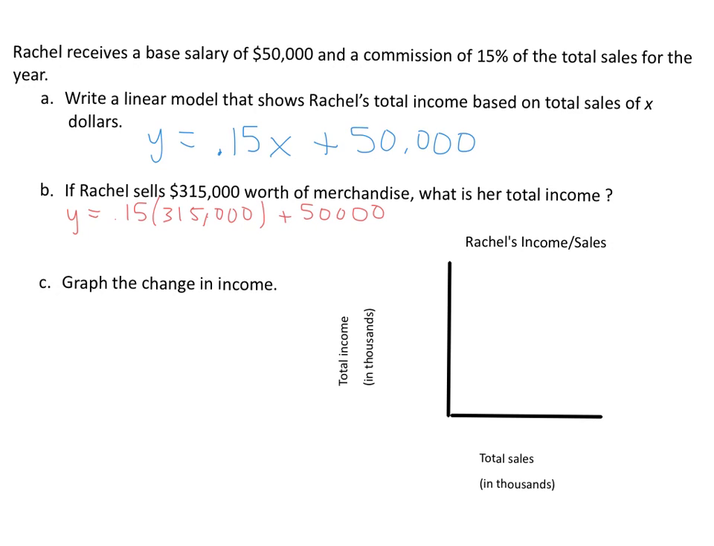So then in my calculator, I would type this exactly as I see it, 0.15 times, in parentheses, 315,000, close parenthesis, plus 50,000, and Rachel earns a total amount of money of $97,250 if she were to have $315,000 worth of merchandise or commission sales. All right, now part C. Graph the change in income.